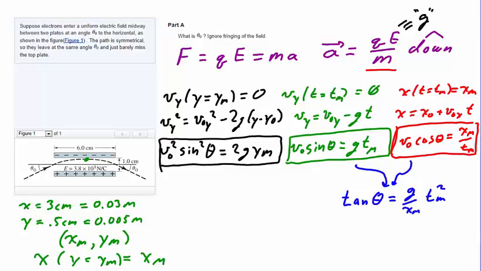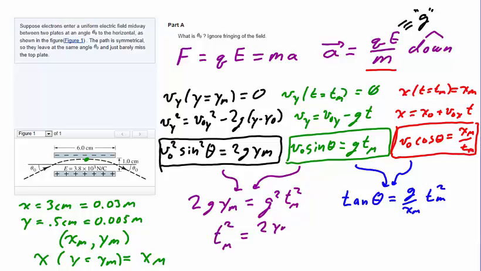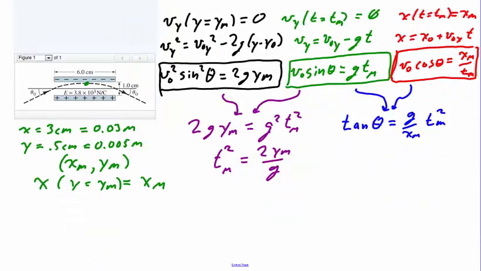We'll also combine the center equation with the left equation. So what we're going to do is we're going to square the green equation, telling us that v0 squared sine squared is g squared time squared. And then we find that the g squared time squared from the equation on the right is related to the right-hand side of the equation on the left. This gives us the result that 2g times y mid is equal to g squared t squared, which we can solve for t squared, yielding twice y at the midpoint over g. Light shines at the end of the tunnel.